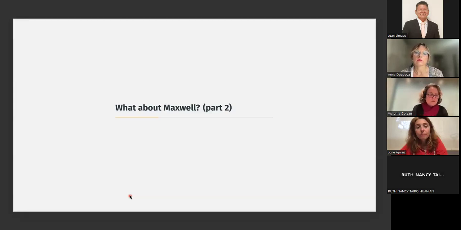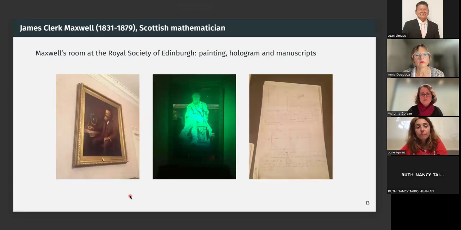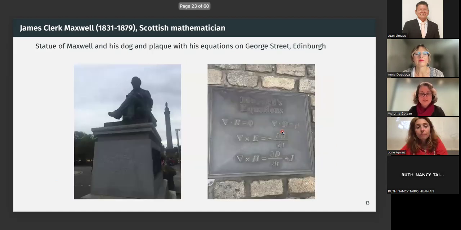So I move on to the next part, which is, as I said, different from the first one, but a bit in the same spirit. I want to tell you a few things about my work on Maxwell. So, Maxwell's equations. Here I put just some pictures. Maxwell was a Scottish mathematician. Here is a picture from Edinburgh. Here are some manuscripts from Maxwell from when he was a teenager, already doing mathematics. Here is a statue in Edinburgh and also a plaque with his equations.